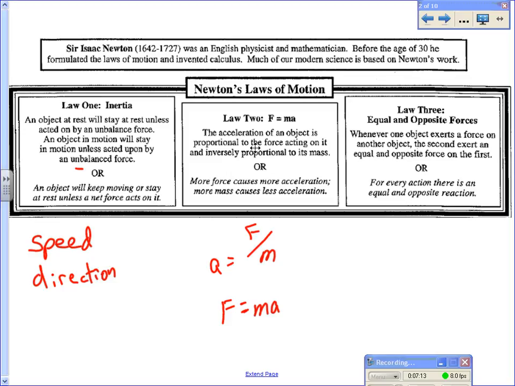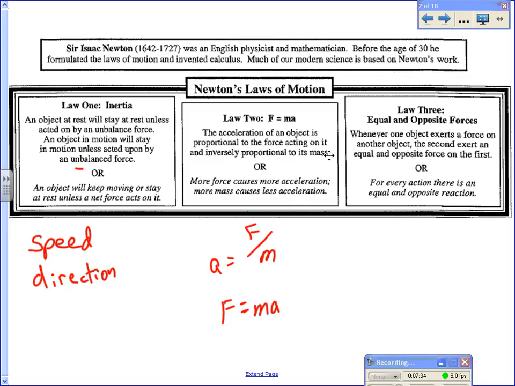So it says that acceleration is proportional to the force. So if the force increases, acceleration increases. Force decreases, acceleration decreases. And then it's inversely proportional to mass. So he's saying it's just the opposite with mass. If mass gets bigger, it's harder to move, so the acceleration is less. Common sense type things that we see every day.